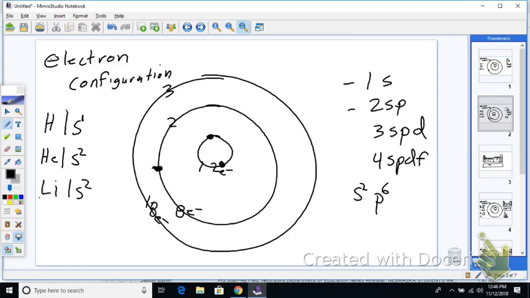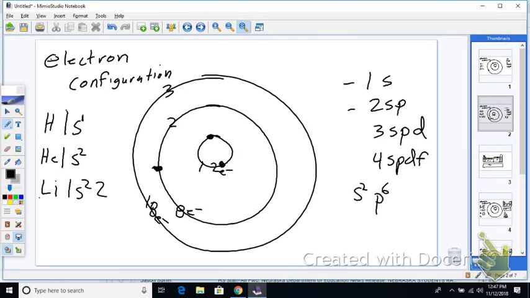Okay? Right? These two don't change. They're going to stay there, and they're going to stay in that 1s from now on, for every element. Every element's going to have the first shell full, past helium, and then we just build on. So then the next level we're going is the 2 level.